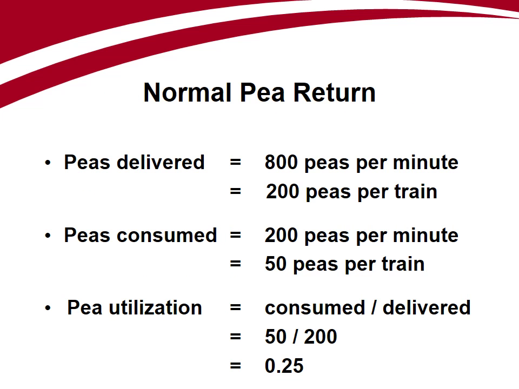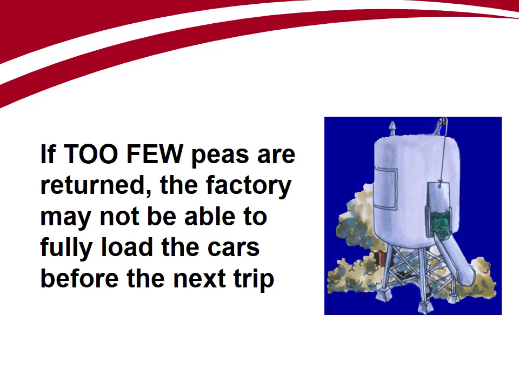Since each train delivered 200 peas, and the pea monster consumed 50 peas per train, each train returned to the pea factory with 150 peas. This meant the pea utilization ratio was 0.25. Another way to look at it was that the boxcars returned 75% full. The reason the villagers paid such close attention to the number of peas returning was simple.